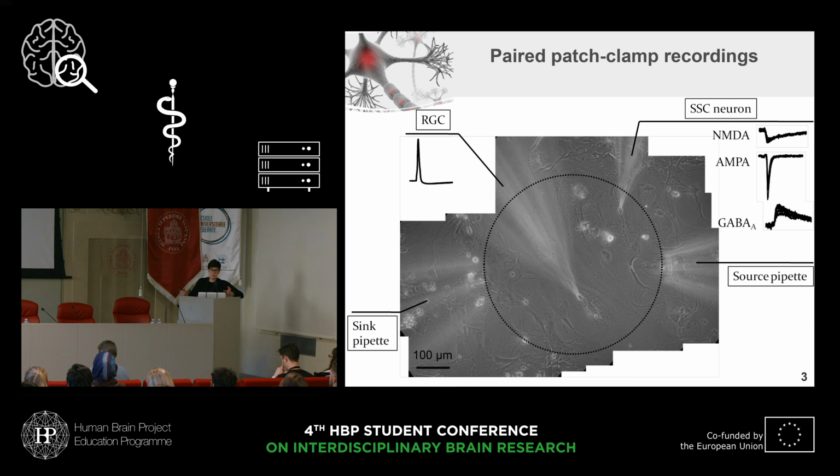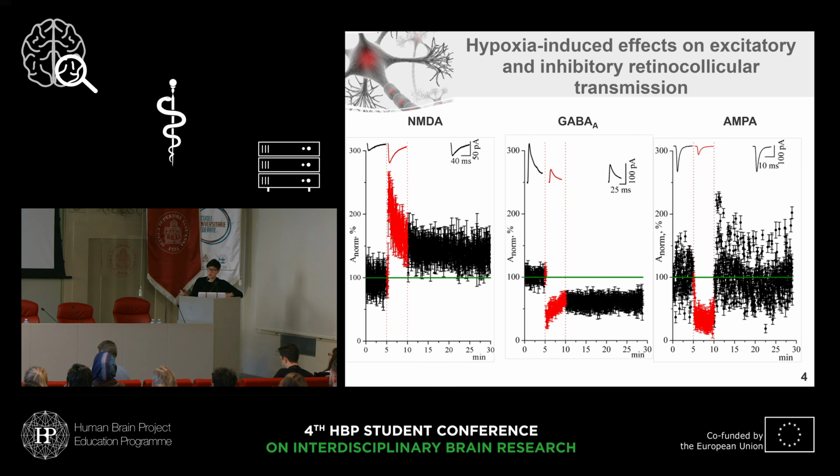And the protocol of the experiment was as follows. Firstly, we applied control solution. This period we called control. Then we supplied hypoxic solution, hypoxia, and then switched back to control solution, reoxygenation. And we observed that hypoxia up to 5 minutes induced long-term potentiation of NMDA neurotransmission, long-term depression of GABA-A neurotransmission, and temporary suppression of AMPA neurotransmission.